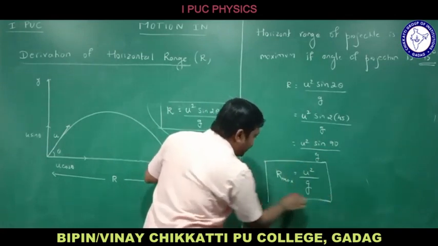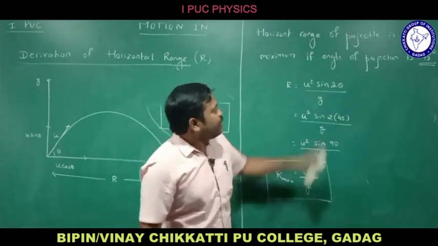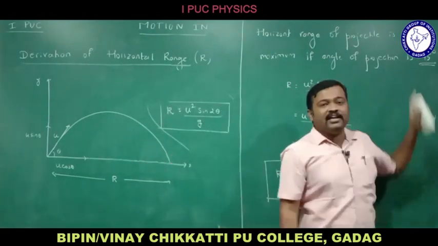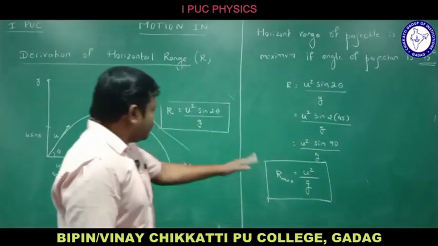What is the maximum range? Maximum range will be u square divided by g, and the maximum range will be at angle, what is that angle now here? 45 degrees. Do remember this, right? So this is the maximum.